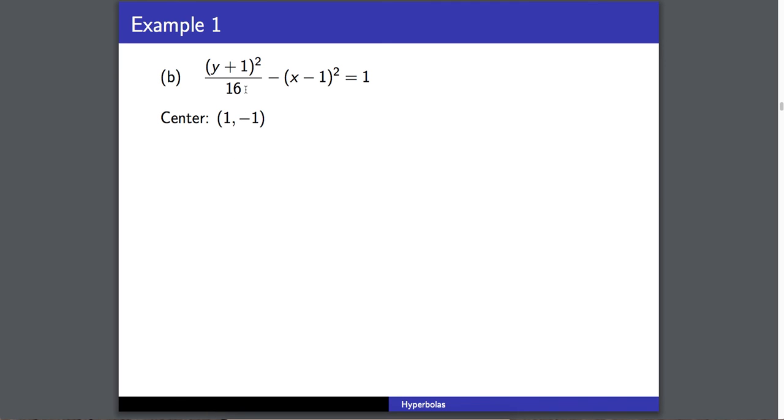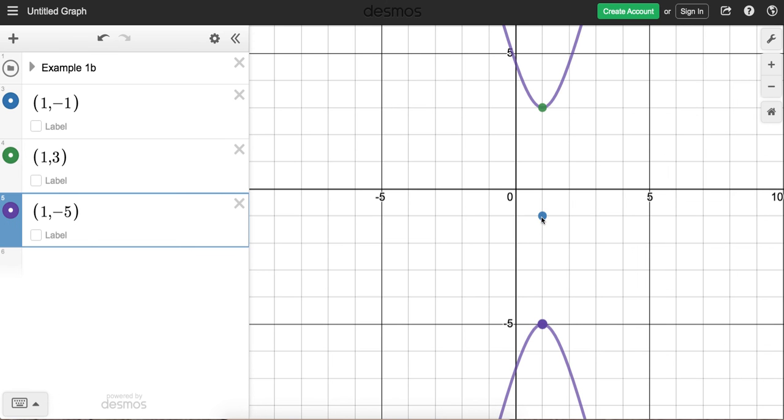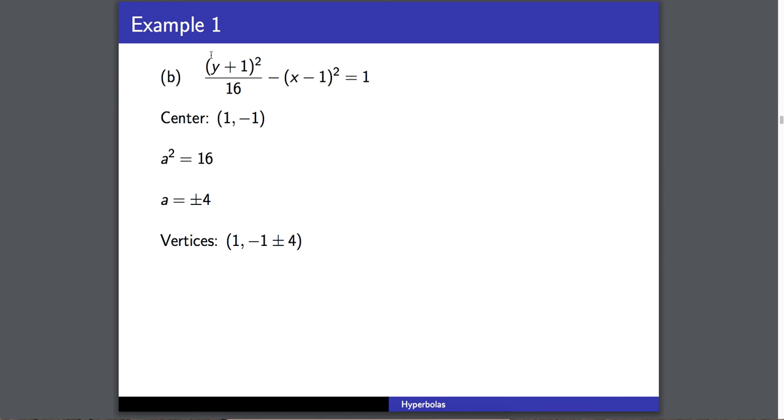This time, a squared is the bigger denominator because the 16 is underneath the positive term. So a squared is 16 means a is plus or minus 4. So we're going to add and subtract 4 to the y coordinate of our center, which going up 4 units puts this vertex at (1, 3) and going down 4 units puts this vertex at (1, negative 5).